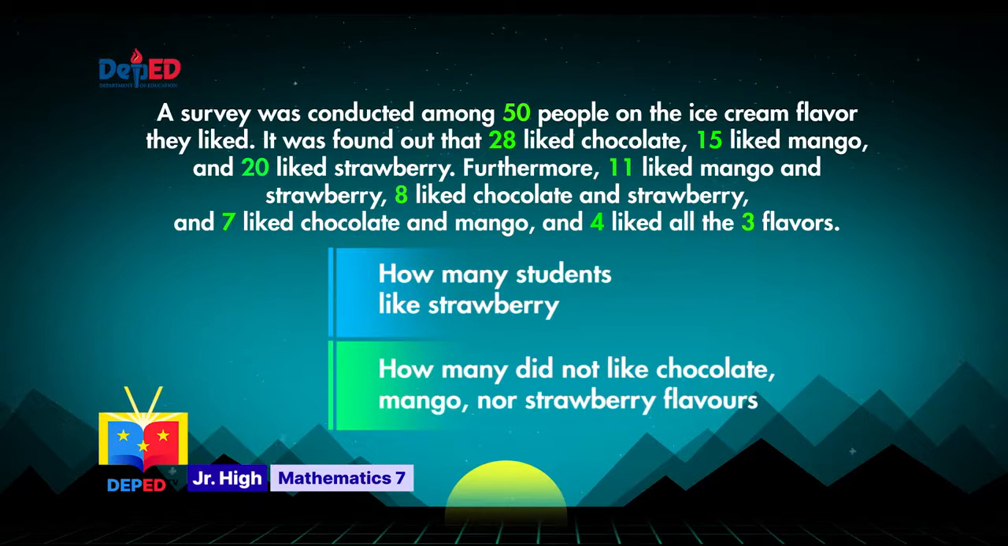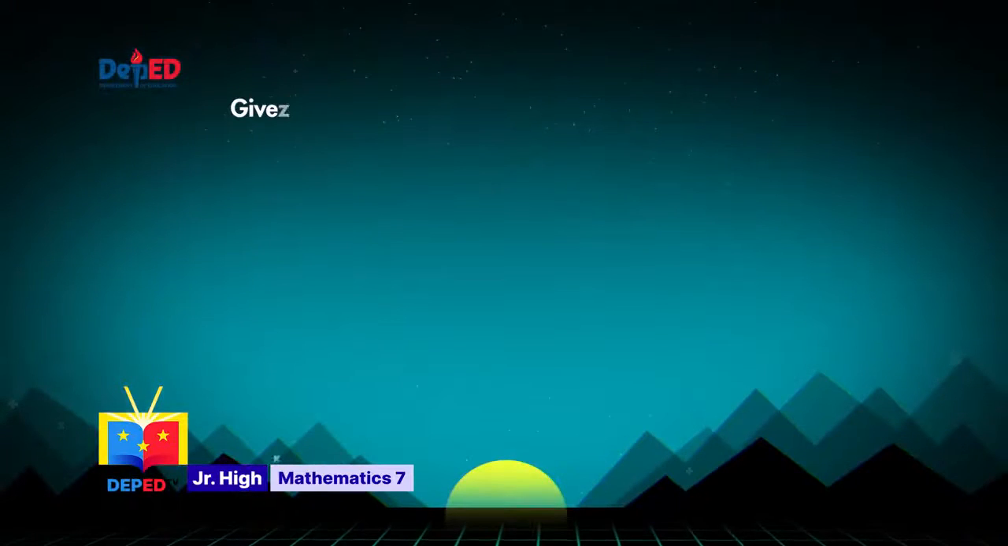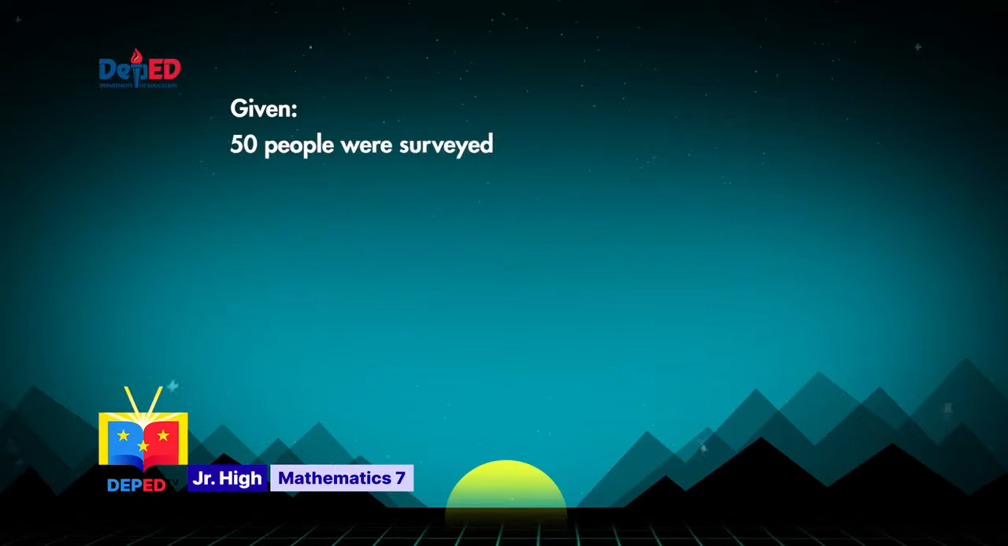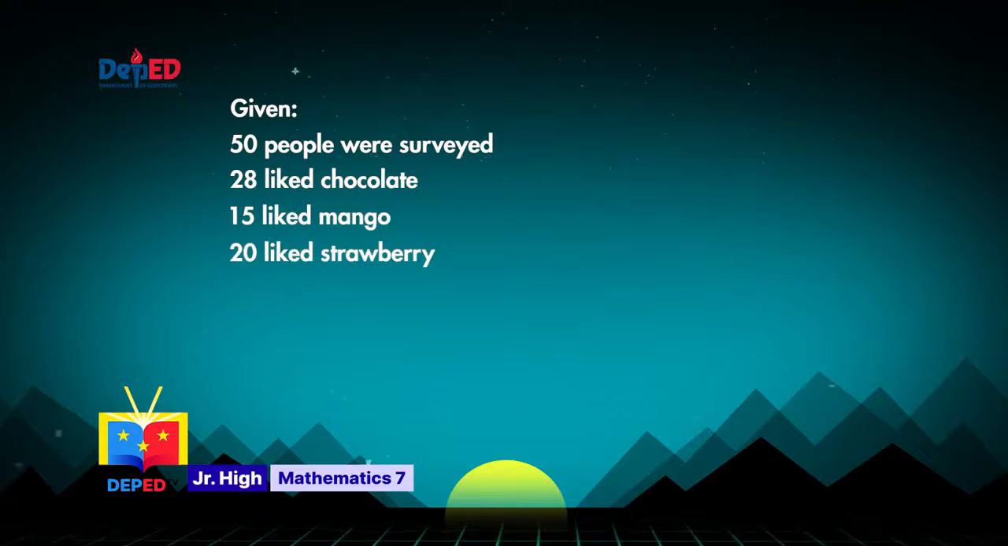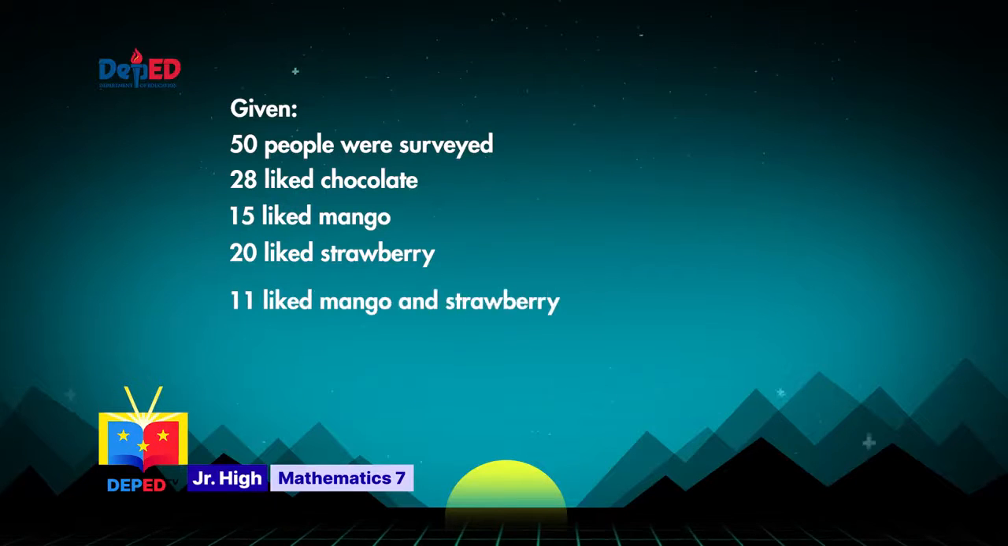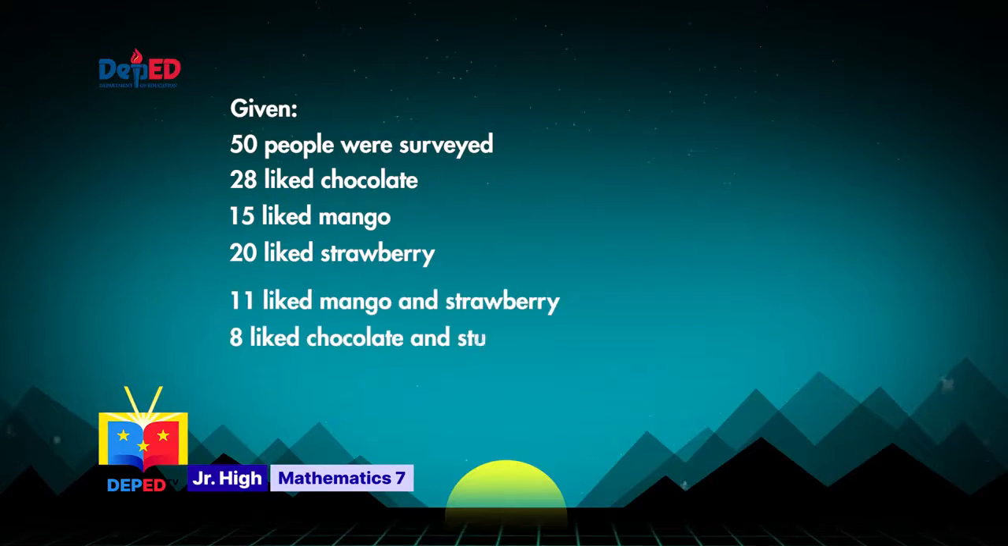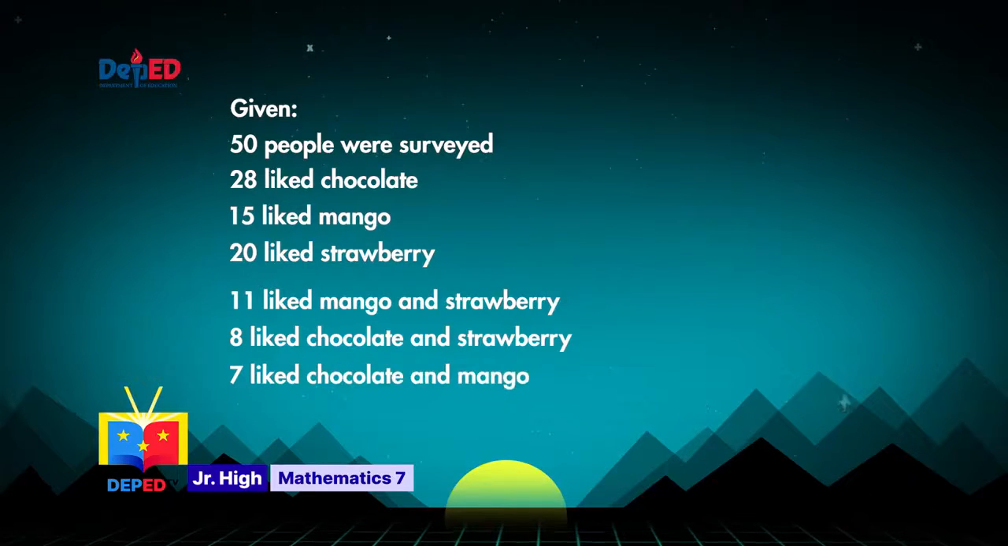Step 1. Determine what is given and what is asked. The givens are: 50 people were surveyed, 28 liked chocolate, 15 liked mango, 20 liked strawberry, 11 liked mango and strawberry, 8 liked chocolate and strawberry, 7 liked chocolate and mango, 4 liked all the 3 flavors.